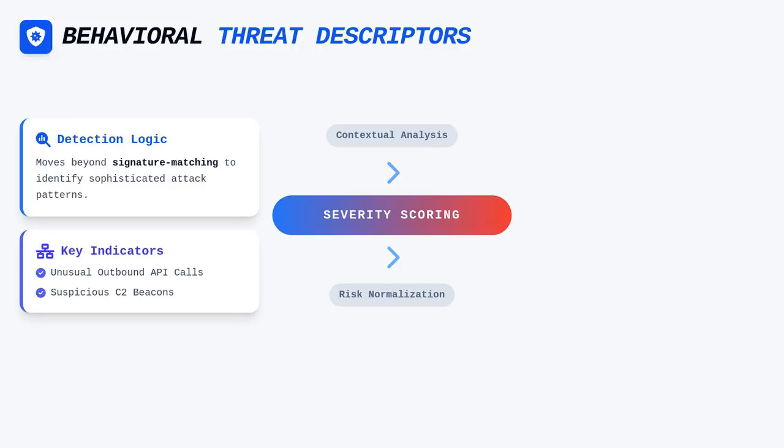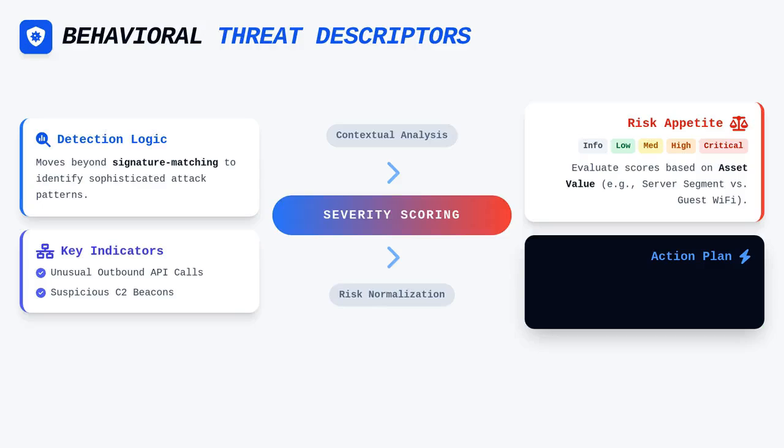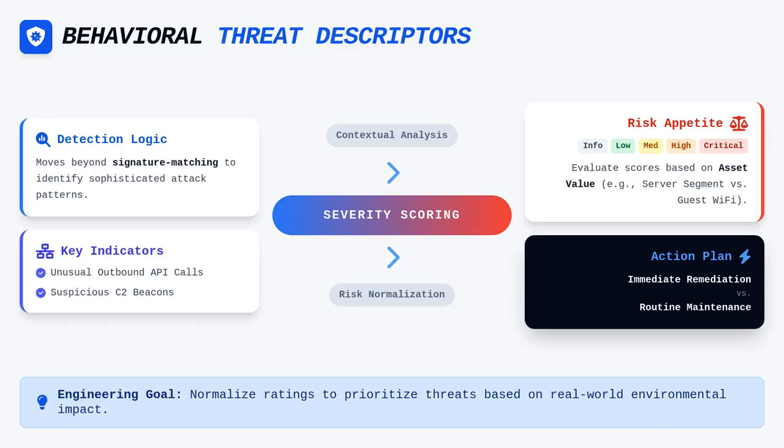As an engineer, your objective is to evaluate these severity scores, informational, low, medium, high, or critical, against your enterprise environment's risk appetite. A high severity score on a server segment carries significantly different implications than the same score on a guest wireless network. You must normalize these ratings to determine which events demand immediate remediation versus those that can be addressed during routine maintenance intervals.